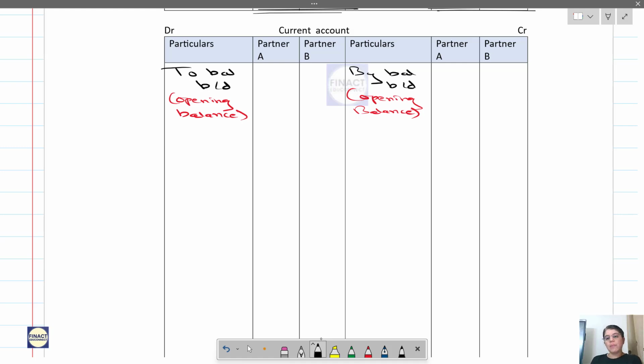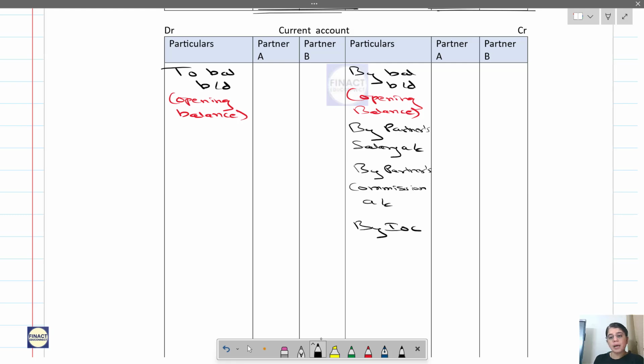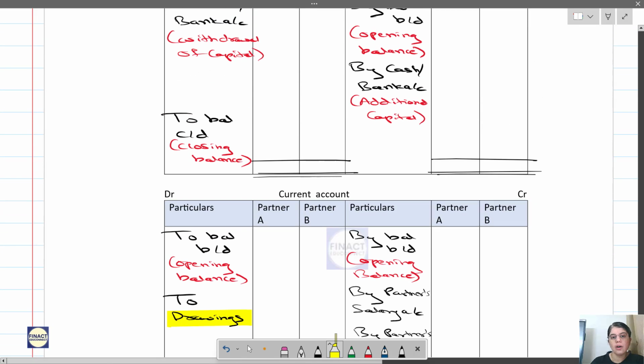Okay, for example, if you are giving some salary to the partner, then it will be by partner's salary account, by partner's commission account. Correct. Then by interest on capital account. Okay, now on debit side you will have drawings. If there are some drawings, it will come over here. See, withdrawal of capital has gone to capital account. This is drawings, and withdrawal of capital is over here.